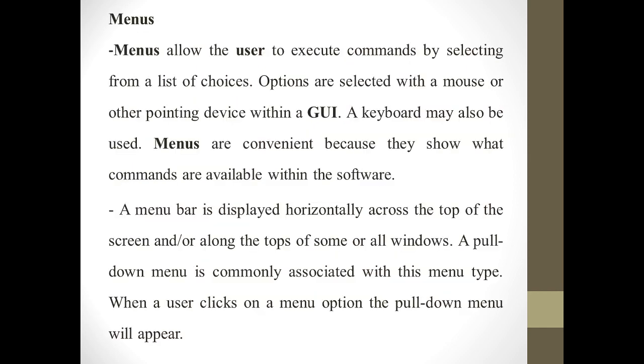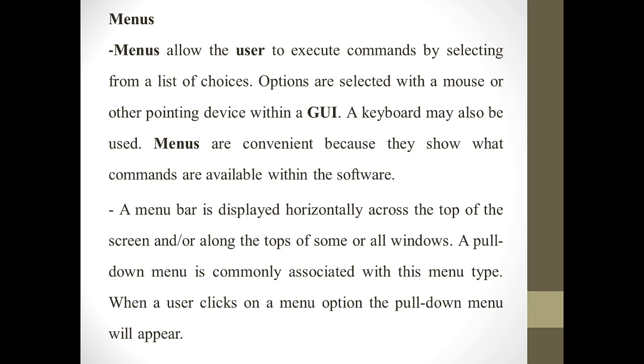Next important element for GUI is menus. Menus allow the user to execute commands by selecting from a list of choices. Options are selected with a mouse or other pointing device within a GUI. A keyboard may also be used. Menus are convenient because they show what commands are available within the software.